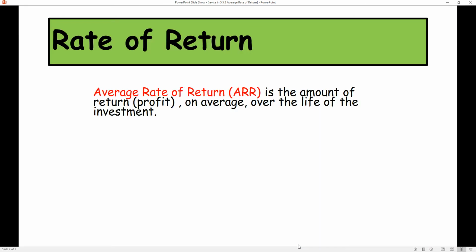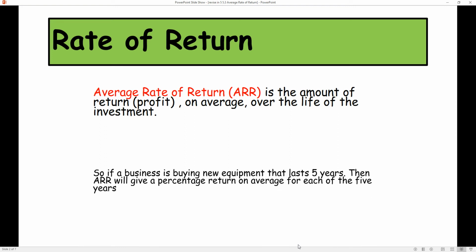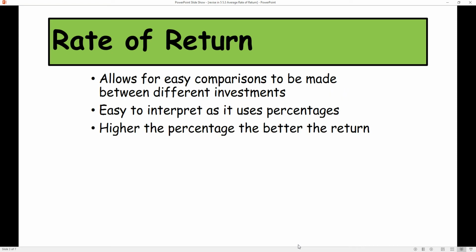Right, so let's talk about what it is actually first. Average rate of return is the amount of return or profit, on average over the life of the investment, that a business gets back from investing in a new piece of equipment or a marketing campaign or anything that costs money to invest, but they're expecting a return back. So, for example, if the business is buying new equipment that lasts 5 years, then the average rate of return, shortened to ARR, will give a percentage return on average for each of the 5 years.